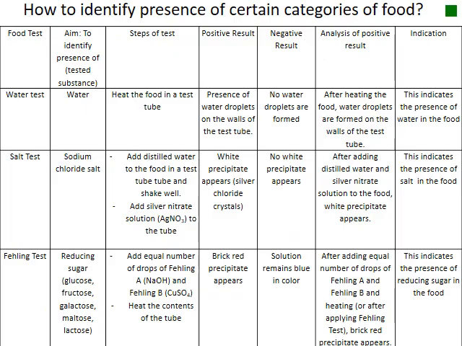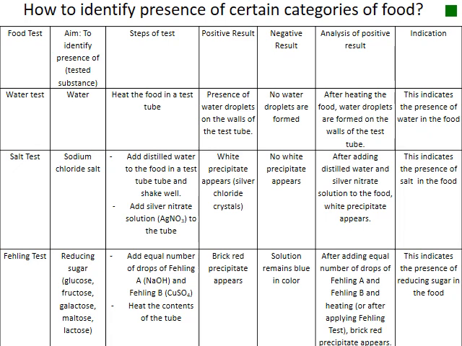How to identify the presence of certain categories of food? Food tests: aim, steps, positive, negative, analysis of the positive, and indication. Water test, it aims to identify the presence of water. Steps of the test, heat the food in a test tube. Positive result, presence of water droplets. Negative, no water droplets.